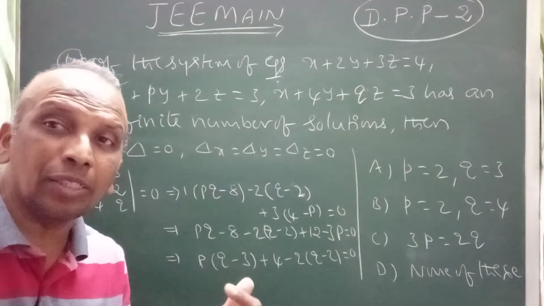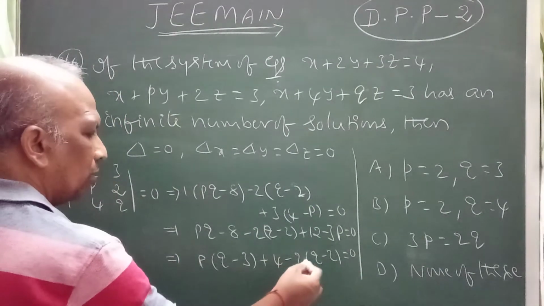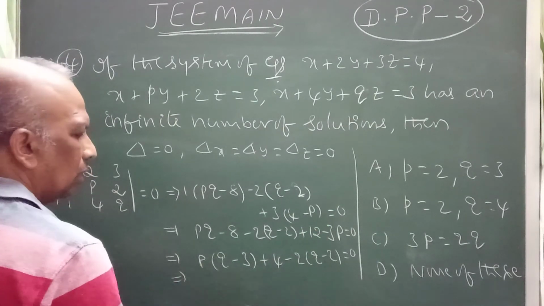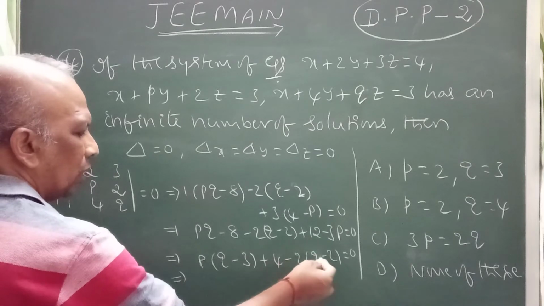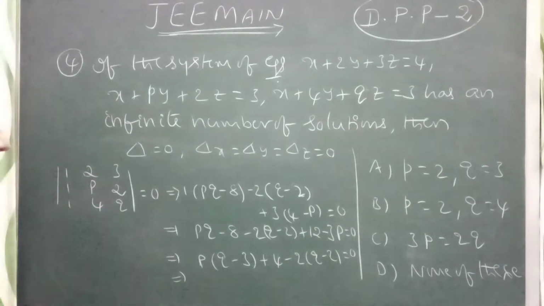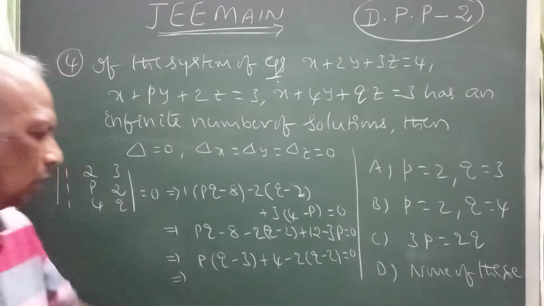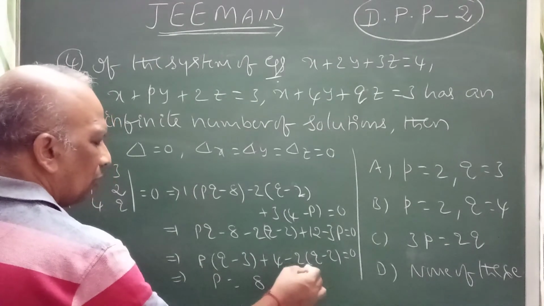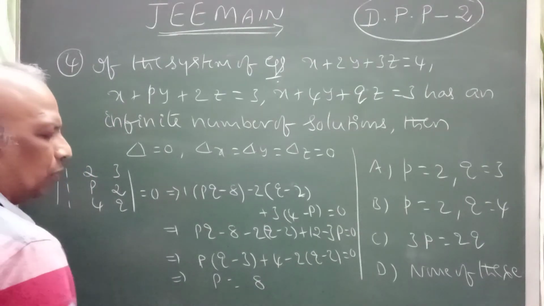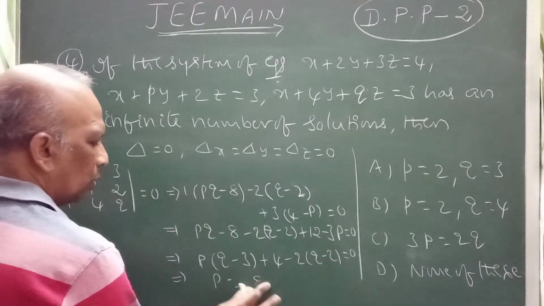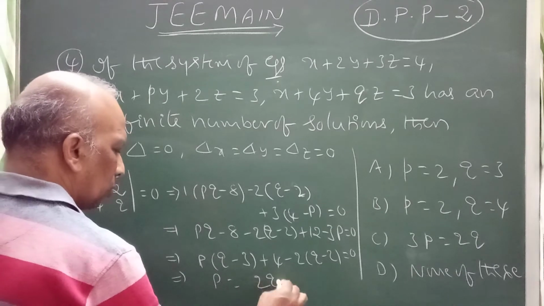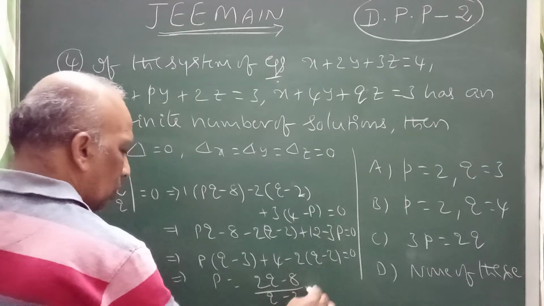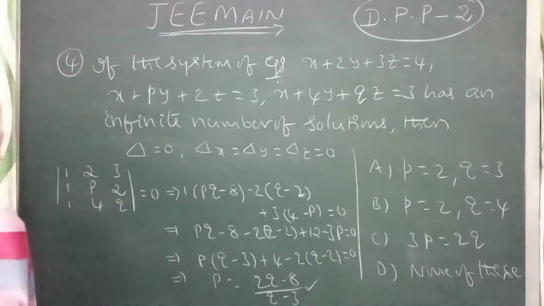I am trying to get the relation between p and q. From this I can transfer that side and simplify this side. You see this is 4 minus 2q, you will get plus 4, 8 minus 2q. So p is equal to, if I transfer that side, this is minus 4 plus 4, 2q minus 8 by q minus 3. So this is the relation between p and q.